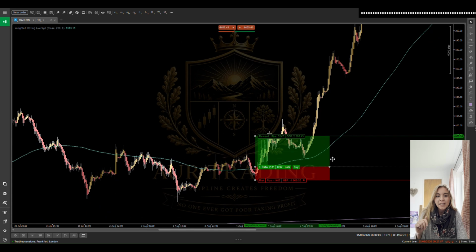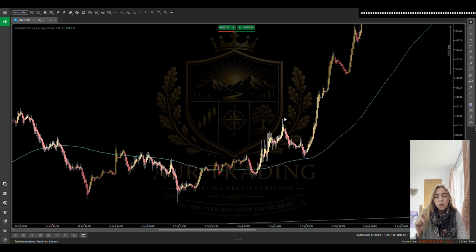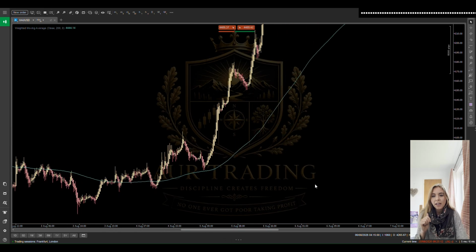Now, if you'd waited, it went through here, it came back down here, and can you see how it's holding? It acts as a support, does this weighted moving average. It comes up, it retests, and then look at this.